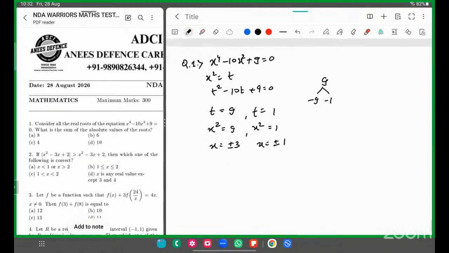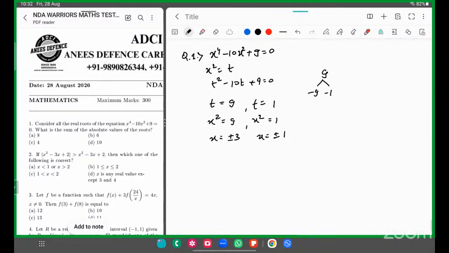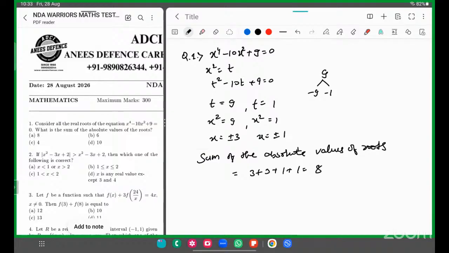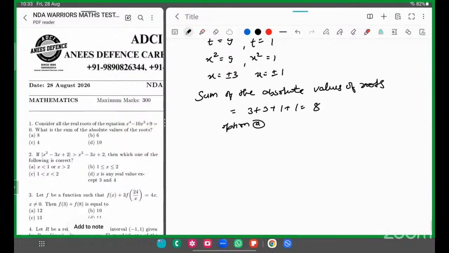Now they are asking us the sum of the absolute values of the roots. Absolute values means we have to only take the positive values. Means if there are negative roots, make them positive, then add. Sum of the absolute values of roots will be equal to 3 plus 3 plus 1 plus 1. So that is equal to 8. Can you see the option 8? Option A is your answer. Okay, with 8. Fine. Hope you have understood.